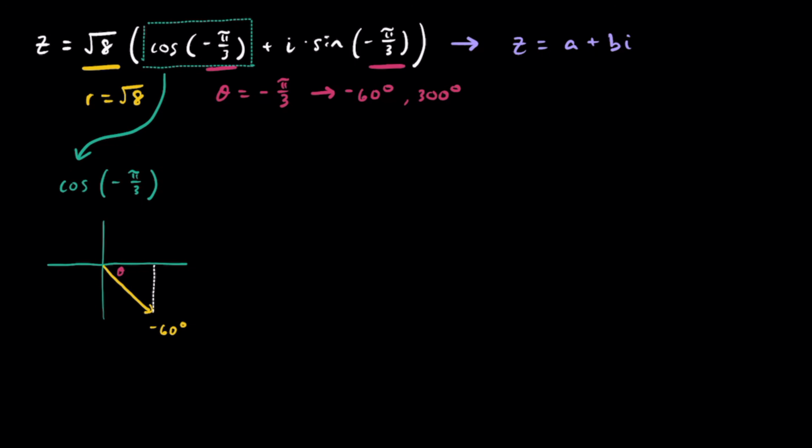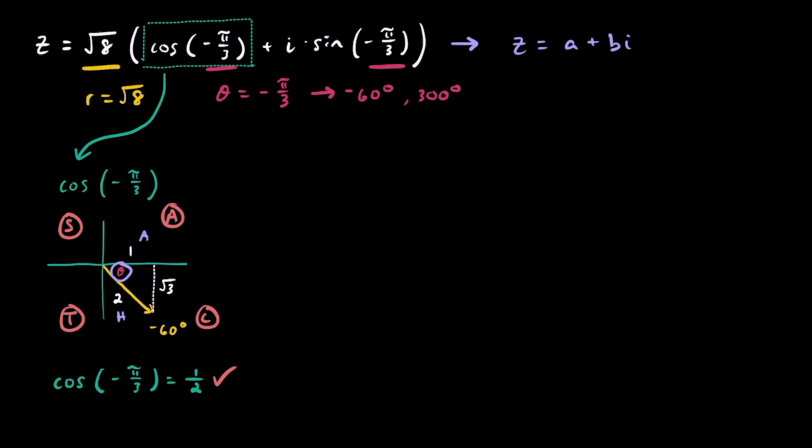Given that this is a 30, 60, 90 triangle, our hypotenuse is going to be 2 here, our adjacent side is going to be 1, and our opposite side here is going to be root 3. Taking cosine of this angle, that's going to be adjacent over hypotenuse. So we can say that cosine of this negative pi over 3 is going to equal 1/2. And if you just want to double check your signs, remember your ASTC. Cosine is going to be positive in quadrant 4, so we are good with this positive 1/2.